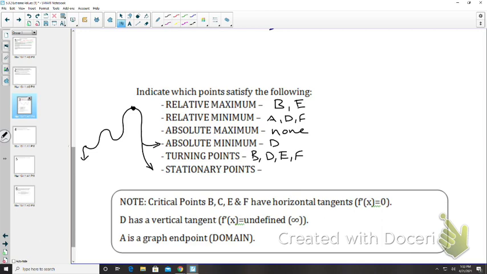And where is it stationary? Sorry to interrupt, Annabelle, so stationary would just be where y prime is equal to 0 again. D? D actually has an undefined tangent on it. So D is not going to be a stationary point, no. But C would absolutely have one for sure.